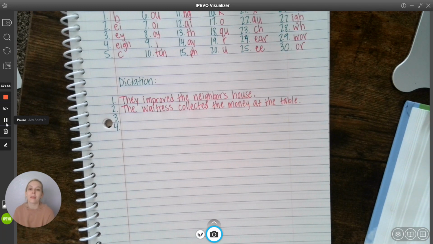Number 3, the manager replaced the broken thermostat. The manager replaced the broken thermostat. The manager replaced the broken thermostat.